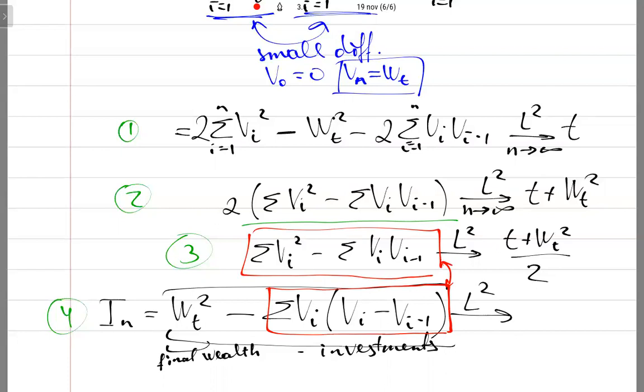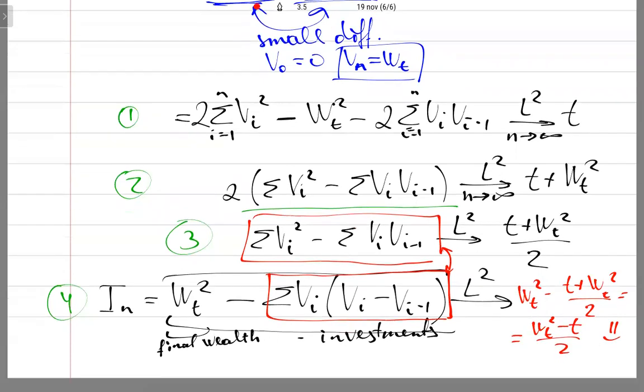T plus 3Wt squared divided by 2. No, it's subtracted. You have added, it's subtracted. W_t squared minus the thing like T divided by 2. Yeah, so it's subtracted. And finally, it is Wt squared minus T over 2.